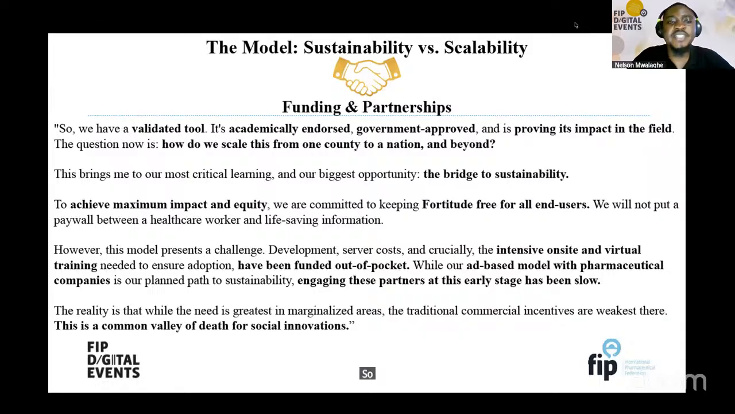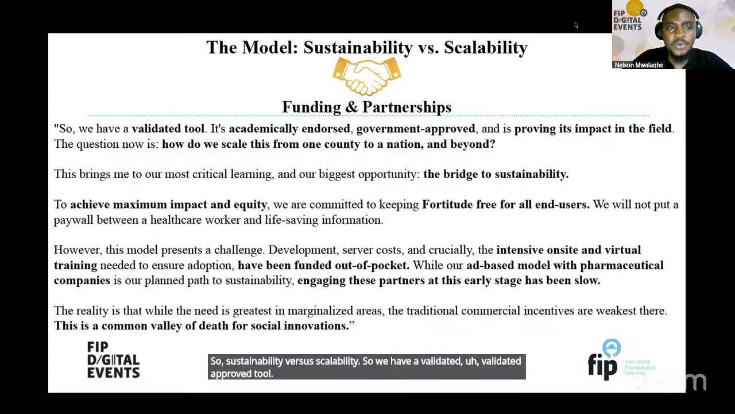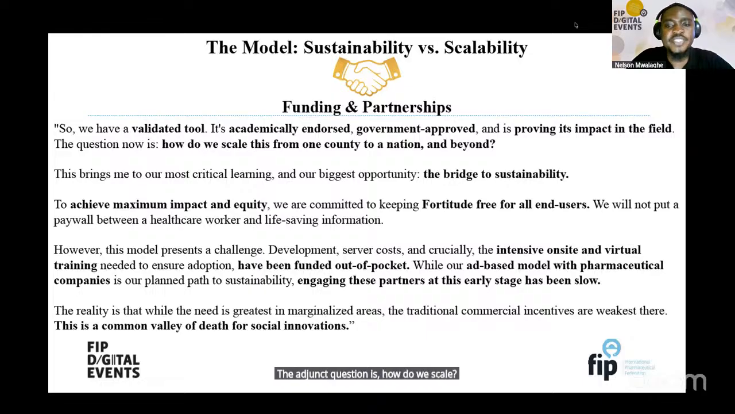So, sustainability versus scalability. So we have a validated, approved tool. The urgent question is, how do we scale? Our principle is non-negotiable. Fortitude must remain free for end users.